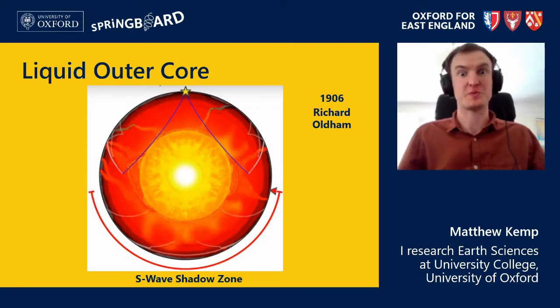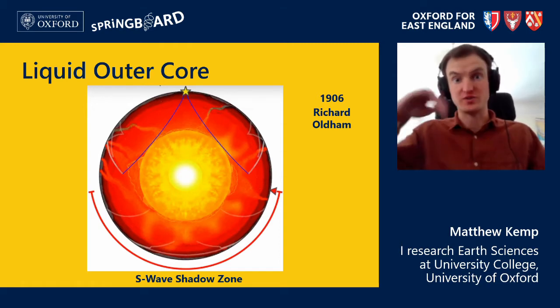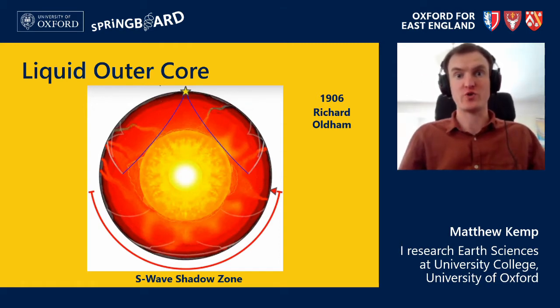Scientists have been using seismic waves to investigate the inside of the Earth since pretty much the beginning of the 20th century. For example, in 1906, Richard Oldham used seismic waves to discover the core. He knew that S waves, those transverse waves, couldn't travel through liquids. And when an earthquake went off, in this diagram the yellow star, all the seismometers on the opposite side of the Earth, in that red arc, never detected any S waves. It was the S wave shadow zone. So he knew that there was something in the middle of the Earth that was blocking those S waves.